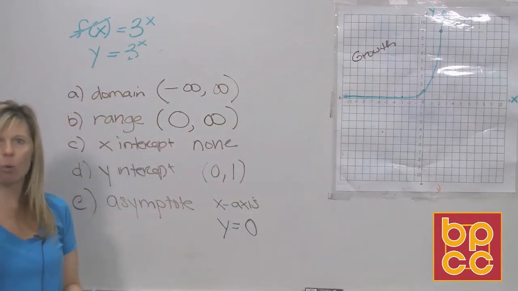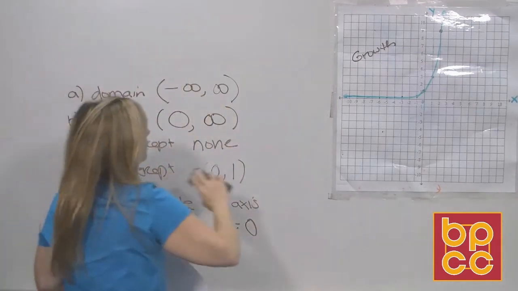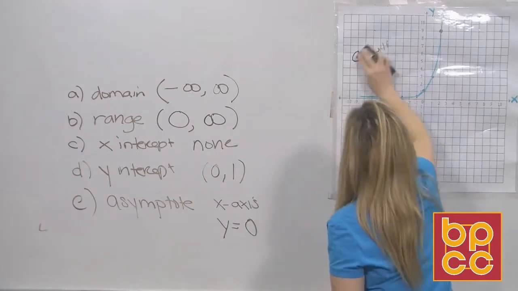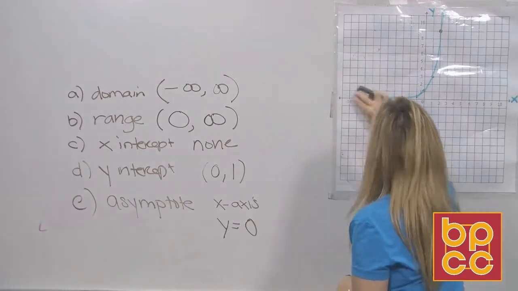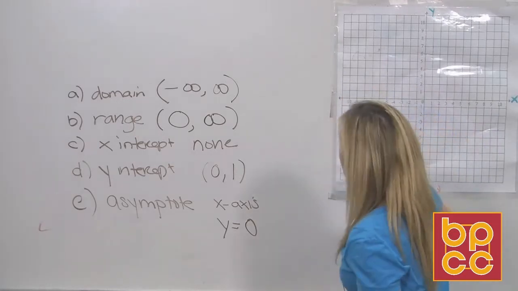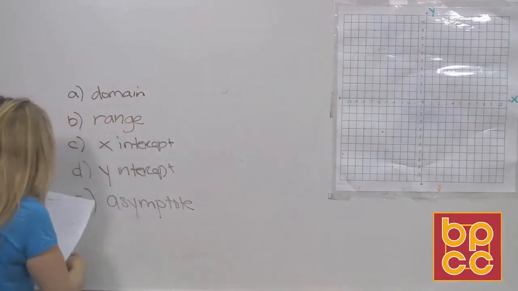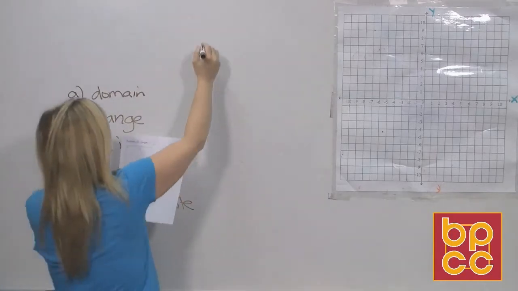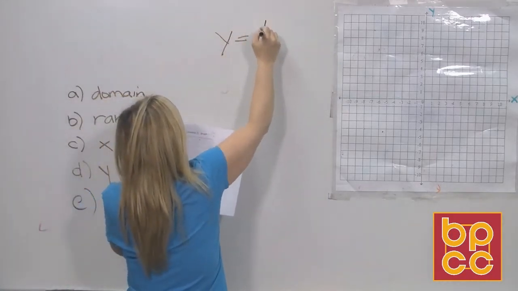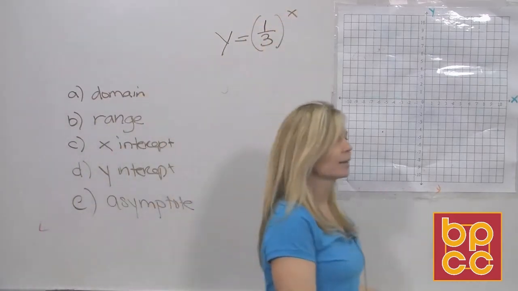Okay, let's try one more exponential curve. So let's erase this. All right, if you look at your notes, your next exponential graph curve is y equals 1/3 to the x. Okay, let's look at that.